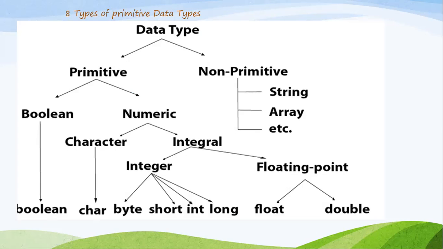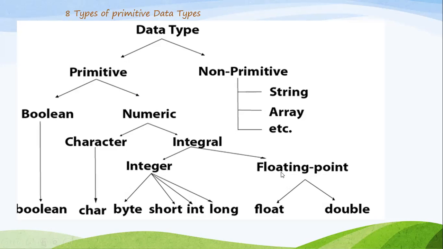Char is 2 byte, and in the integral types we have byte, short, int, long. So byte's default size is 1 byte, short is 2 bytes, int is 4 bytes, and long is 8 bytes. So this is the memory location they will occupy; these are the default sizes.